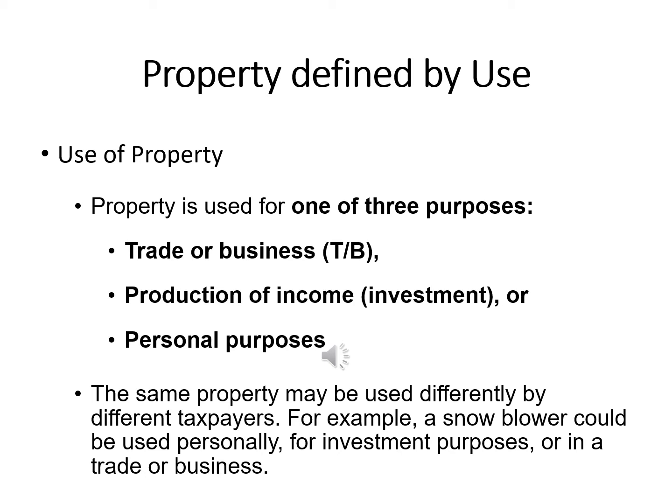It could be purchased for the production of income or investment. For example, if they have some rental properties and they buy a car to be used in getting from one rental property to another. Or thirdly, it could be considered just a personal use asset. It's not used in any kind of business endeavor or investment endeavor, but it's strictly for personal use. So again, three basic types of uses of property. You can use it either as a trade or business asset, or for the production of income, or instead for personal use.